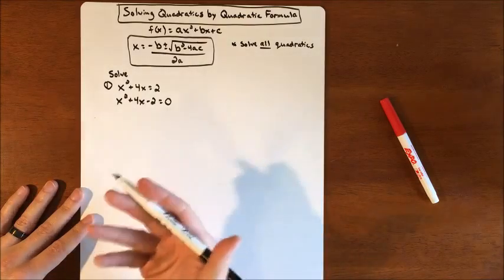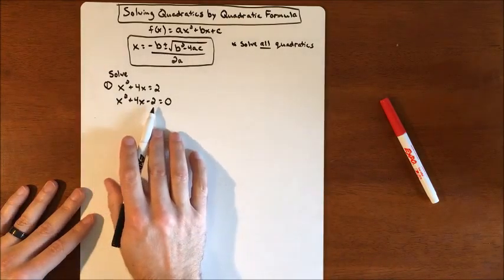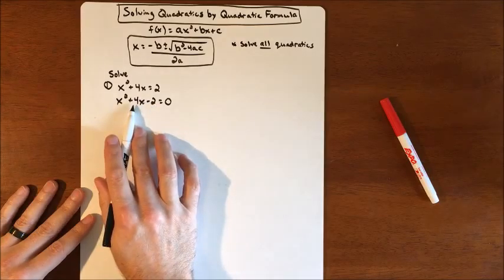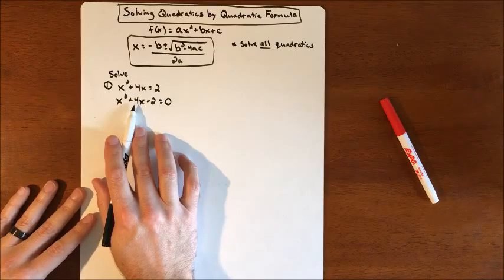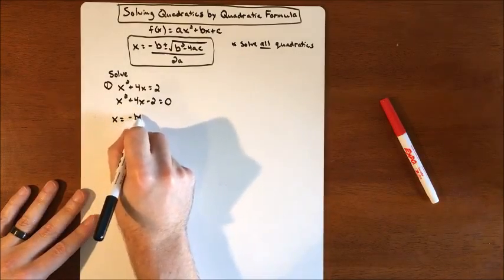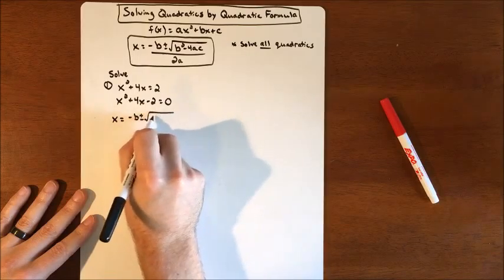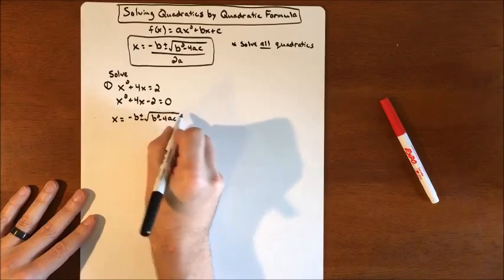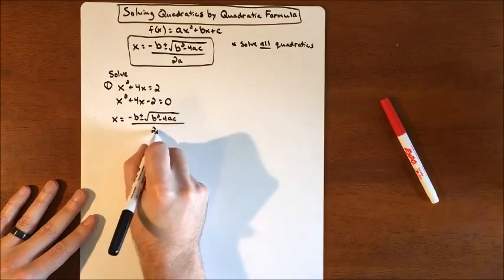So if we could factor it, I would try and factor it. So the question would be, is there anything that multiplies to negative 2 that adds to 4? And the answer is going to be no. So we need to use the quadratic formula. So quadratic formula is negative b plus or minus square root b squared minus 4ac, all divided by 2a.